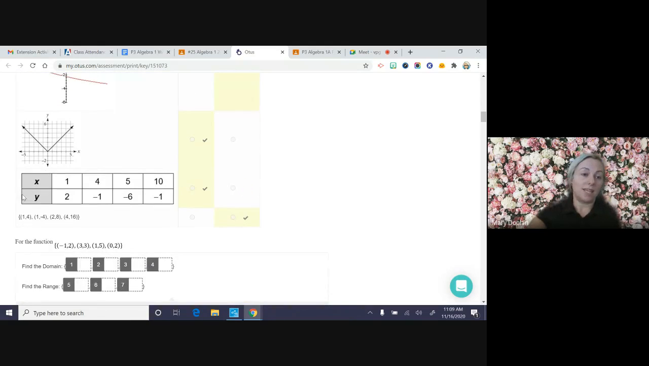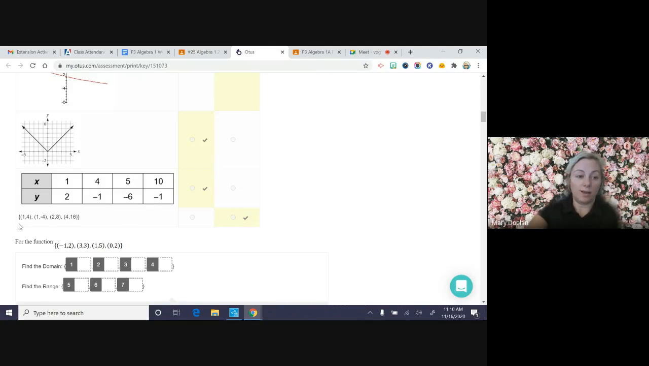When you're given a table of values, like we have here, this XY table, if you look at your X values, check to see, do any X's repeat? If they don't, well, then you're good, it's a function. Okay, so that's why this is a function. All the X's are unique. 1, 4, 5, and 10, all different.